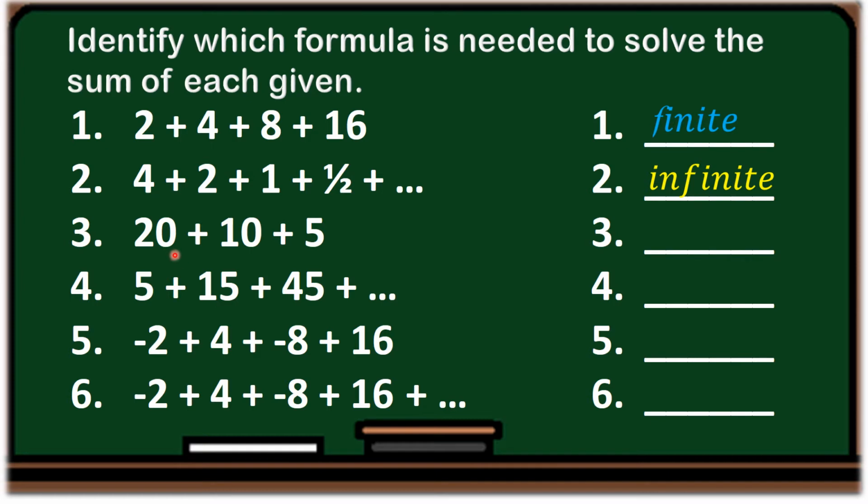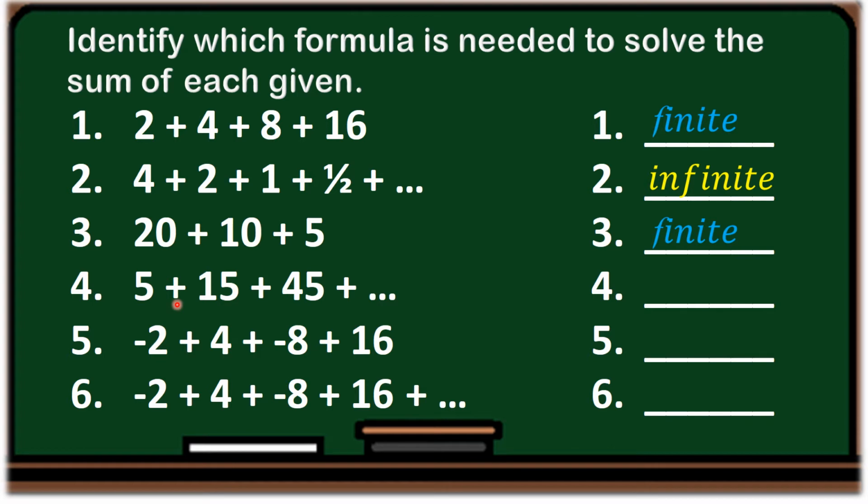Now, number 3: 20 plus 10 plus 5. Obviously it's finite because we cannot see any three dots or three periods. So 20 divided by 2 is 10, divided by 2 is 5. So confirmed, this example is finite.